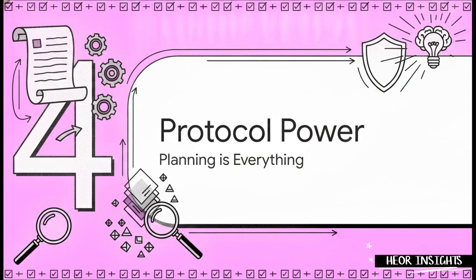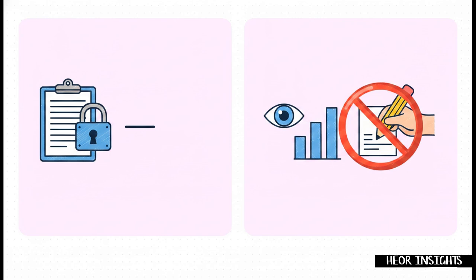All right, on to section 4, the importance of protocols. Listen, if there is one single thing you take away from this entire explainer, it should be this. The review protocol is the most important document in evidence synthesis. Period. Let's look at how this builds our main defense against bias.